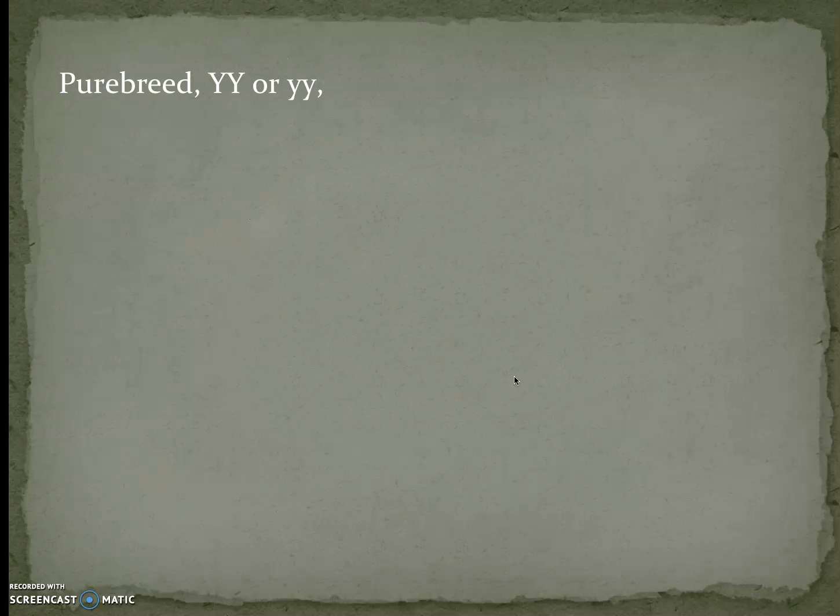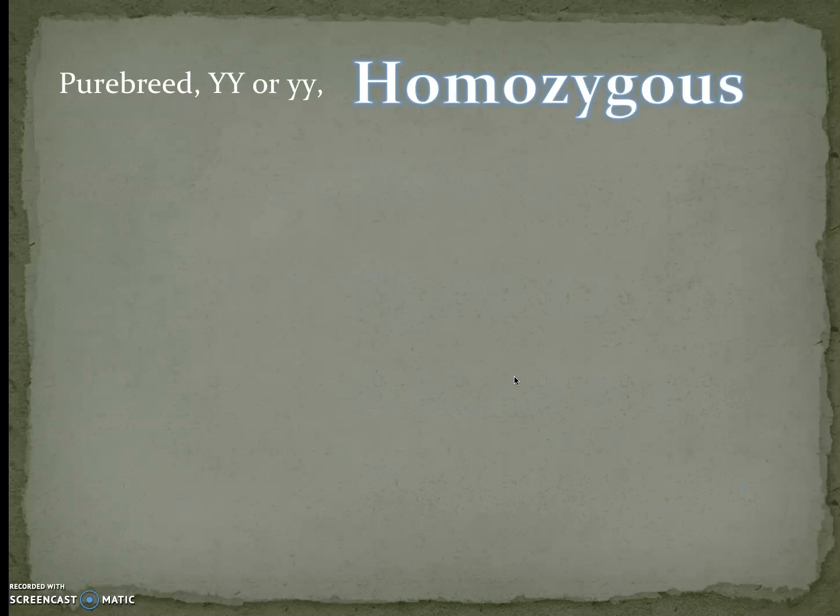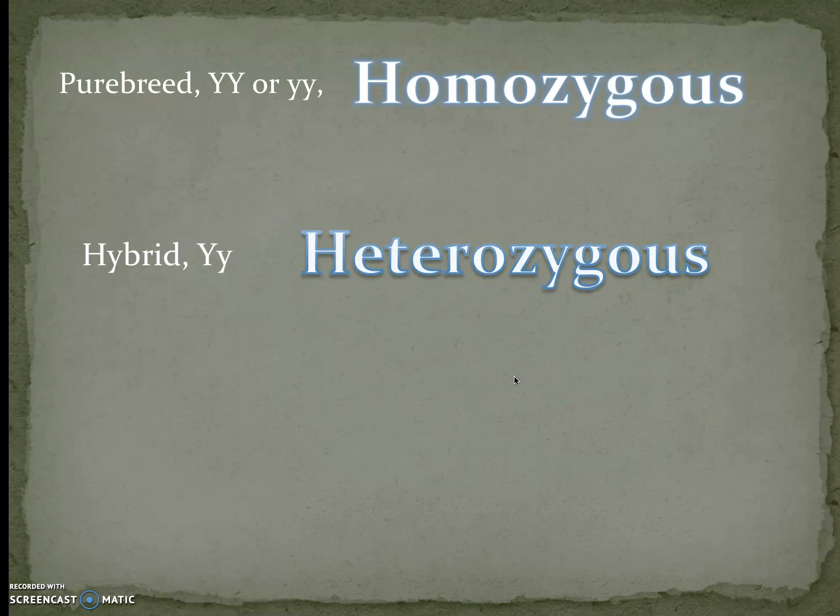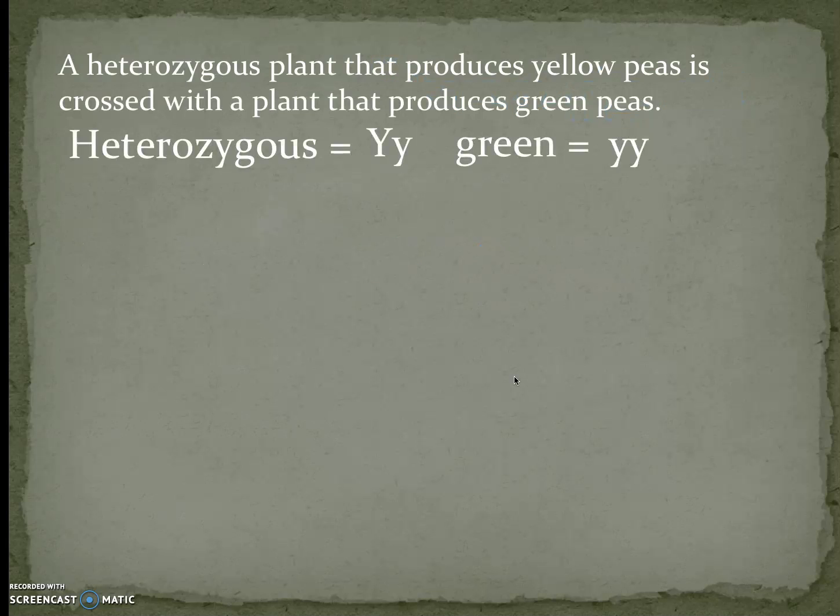So the purebred capital Y, or little y, is known as homozygous. A hybrid, which is capital Y, lowercase y, as in this, is heterozygous. So let's do another one.